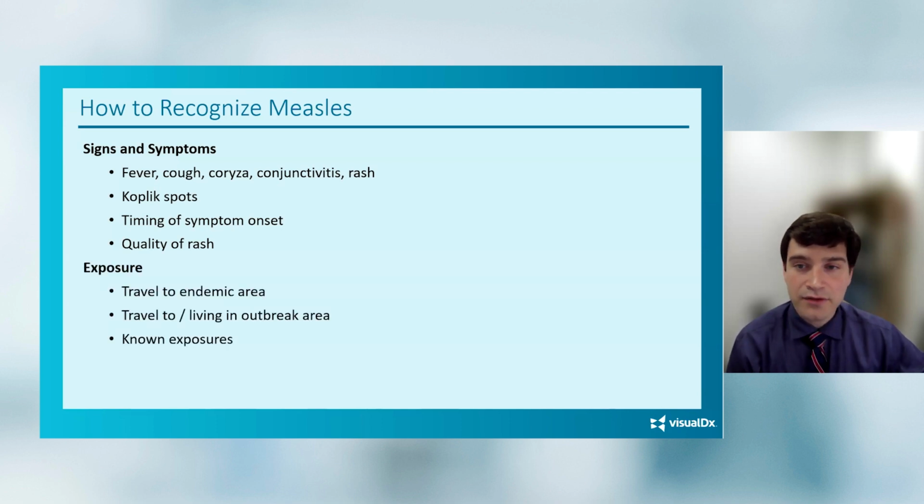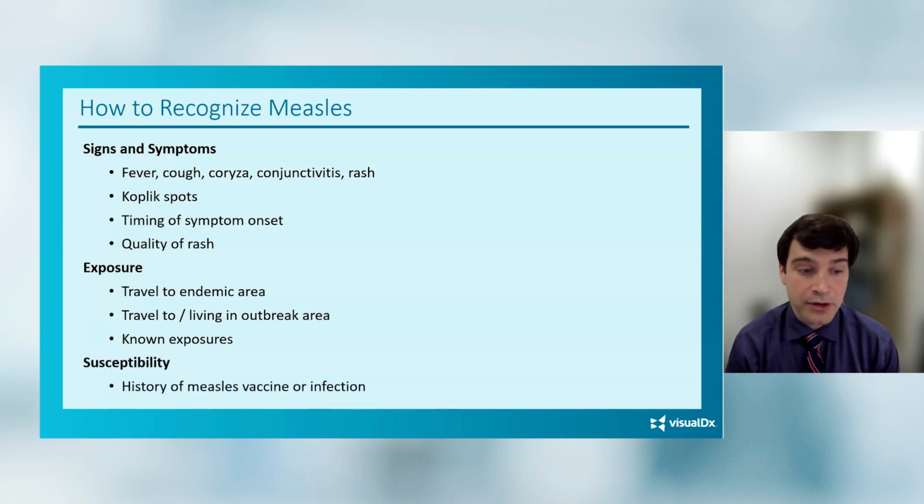But in addition to that, you want to think about what potential exposures this person could have had to measles. Have they traveled to an area that has endemic measles transmission where measles has not been eliminated? Are they living or have traveled to an area where there's an ongoing outbreak, perhaps even in the United States? Or are they reporting a known exposure? Either they specifically know that they were exposed to measles, or the health department or some health authority reached out to them to tell them that they may have been exposed.